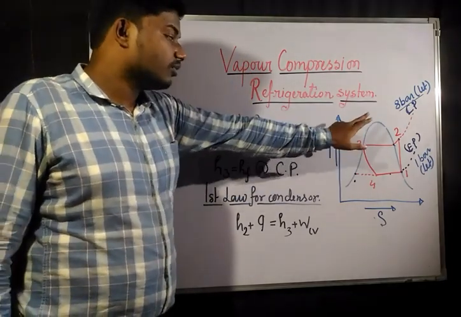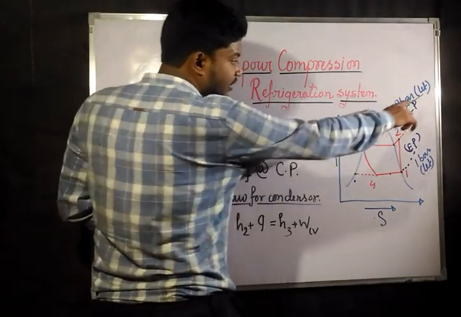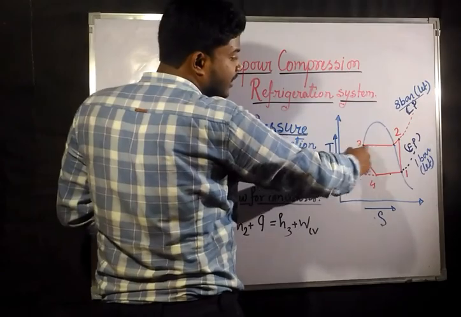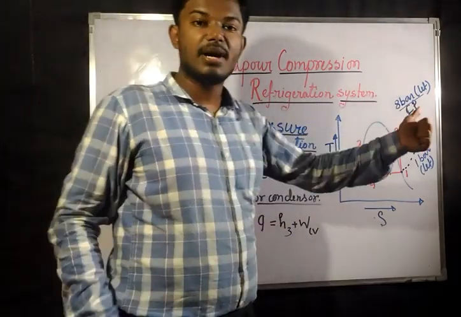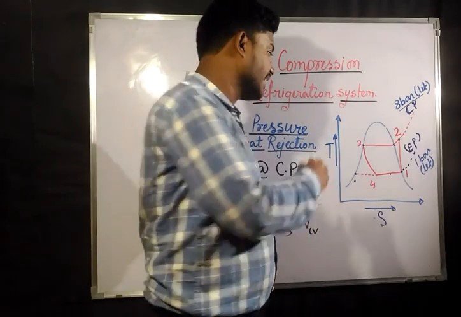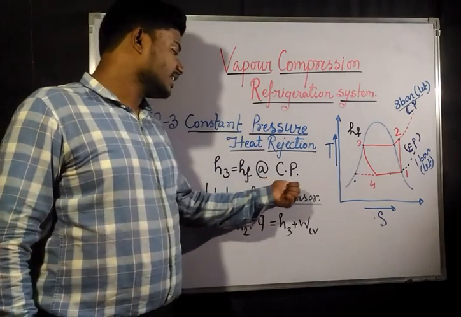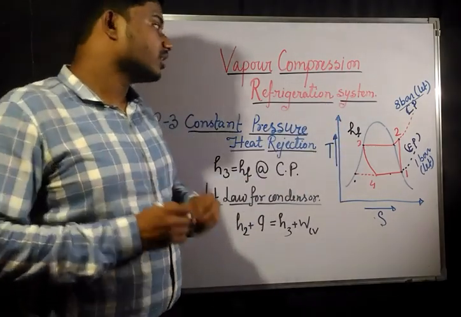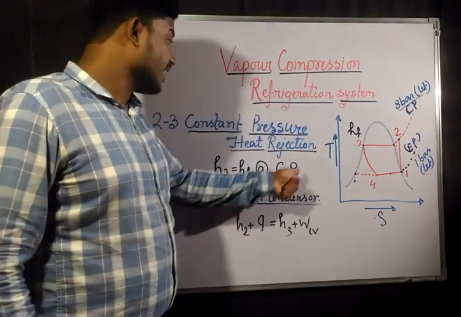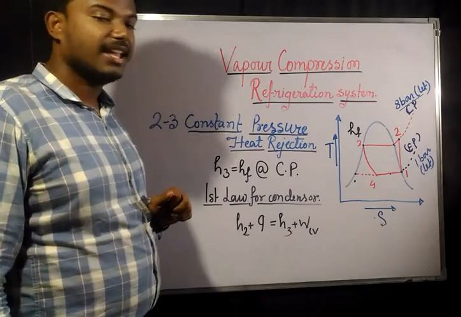Okay, now from this line, if you want to find the enthalpy at this point, you are going to look at the pressure of 8 bar. At 8 bar pressure, what is the value of HF? What is the value of HF at condenser pressure, or high pressure, the 8 bar which you have supposed? Whatever the value of HF is at this pressure is going to give you the value of H3.